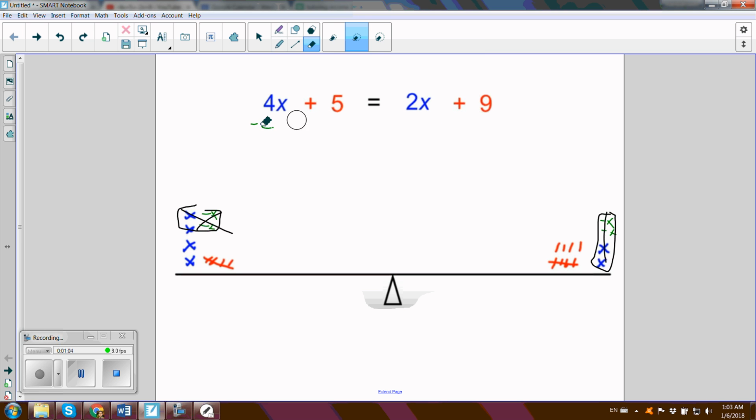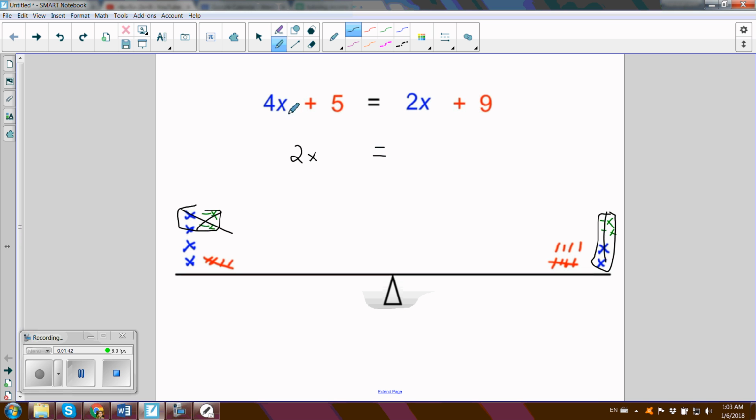Now, perhaps another, well, a preferable way of looking at it is simply to ask, which side of the equation has more of the variable? 4x is more than 2x. Well, how much more than 2x is 4x? It's 2x more. So in the end, we're going to end up with 2x on the left and none on the right.